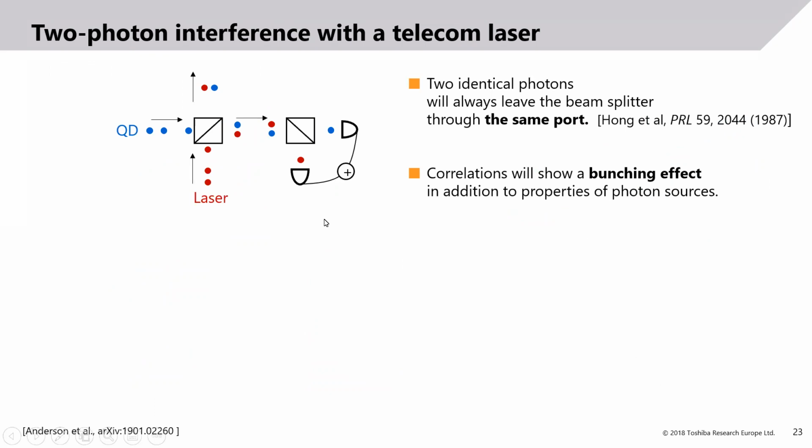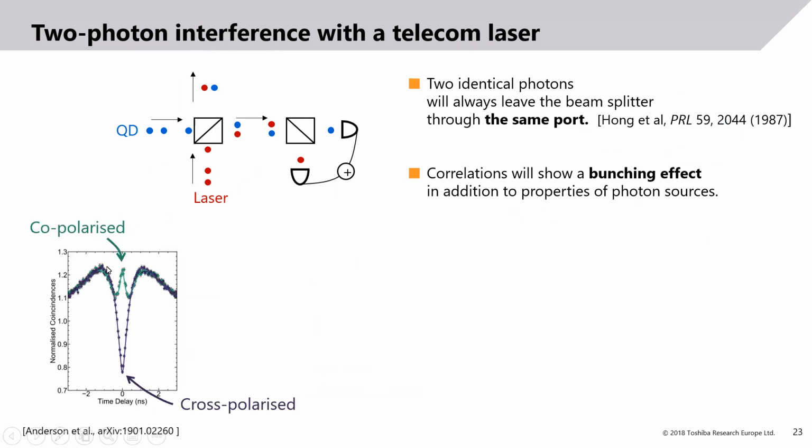So the next thing we do is we interfere our coherent photons with a telecom laser, and this is to simulate what would happen in the quantum relay, where we also have the input qubits provided by a laser. So here the effect is that if two identical photons impinge on this beam splitter, they will always leave this beam splitter through the same port. And in our case, we use then a second beam splitter to measure increased coincidences in one of these arms. So these correlations will show up as a bunching effect. Two photons arrive at the same time, in addition to the normal properties of our quantum dot.